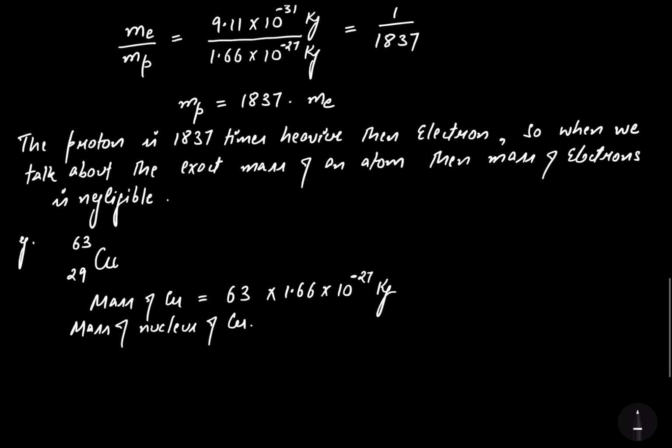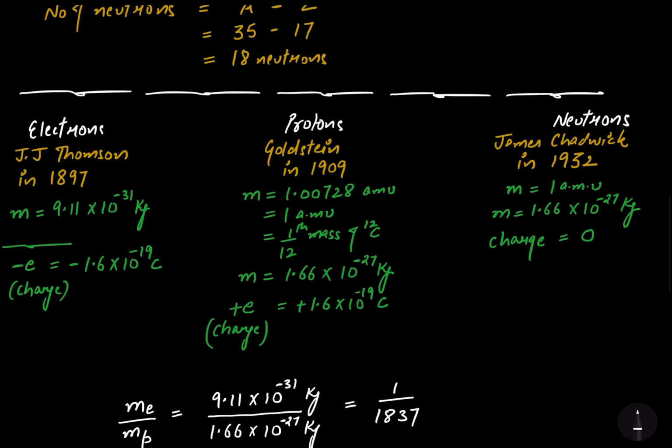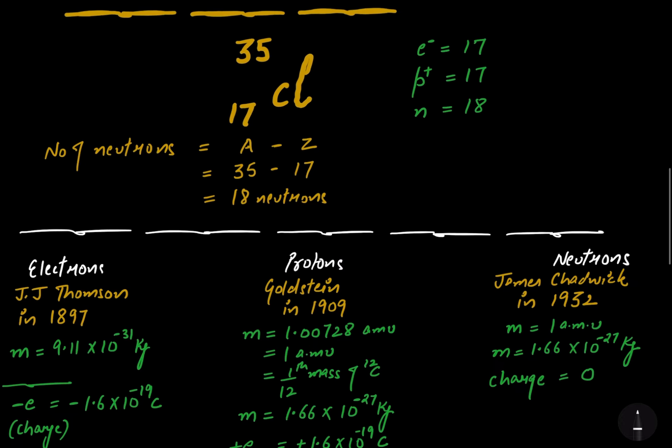Now let's talk about the charge on nucleus. How do you have to calculate it? How many protons are there in copper? There are 29 protons. What's the charge of one proton? It's 1.6 into 10 raised to the power minus 19 coulombs. You will get the exact charge on the nucleus of copper. So that's all about the mass number, atomic number, the electrons, protons and the neutrons.